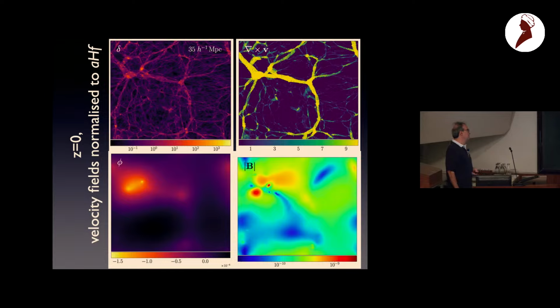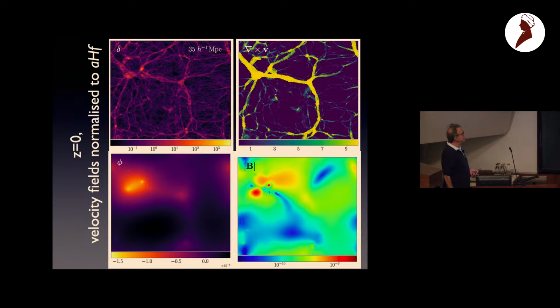And then these are the results at z equal to 0. On the top is the density field. This is for the 35 megaparsec box. To the right is the vorticity field. To the left is the scalar potential, and to the right bottom is this gravitomagnetic potential.